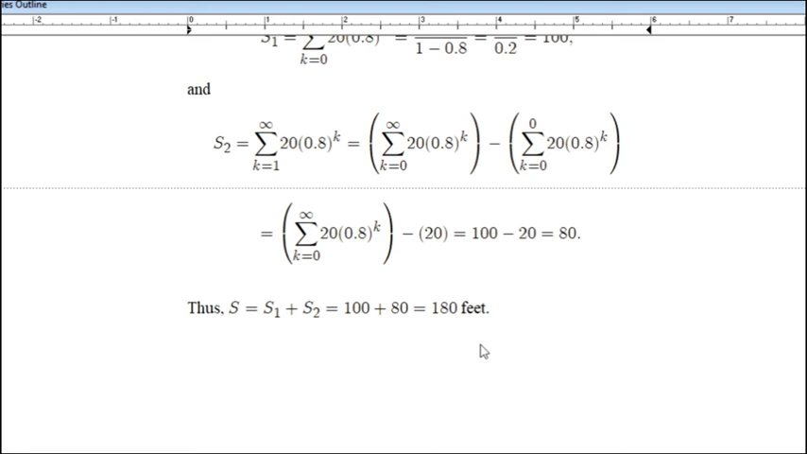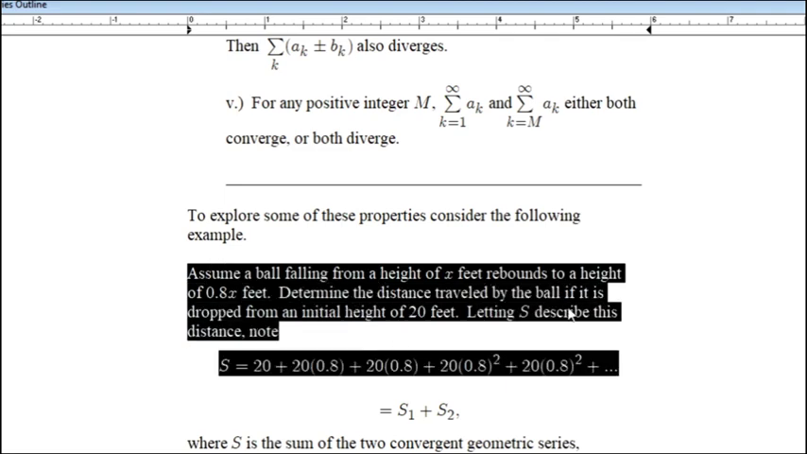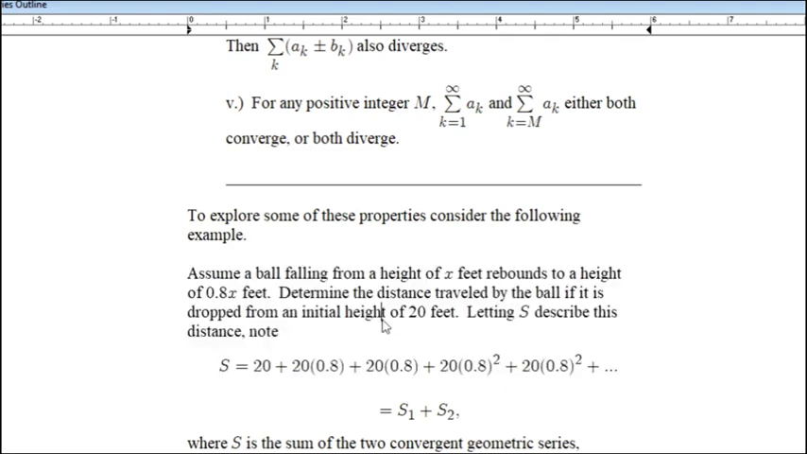So the total distance traveled by this rebounding ball in this scenario, and under our assumptions, is going to be a total distance of 180 feet, folks. This is a neat little example that highlights infinite series and some perhaps we might call real-world application, even though this is highly unlikely a real-world scenario where we consider this ball that kind of bounces forever.